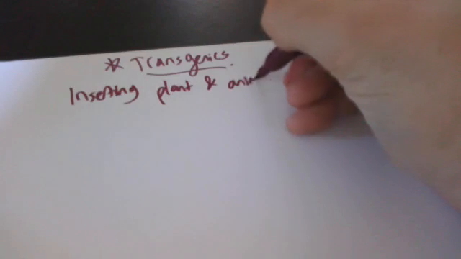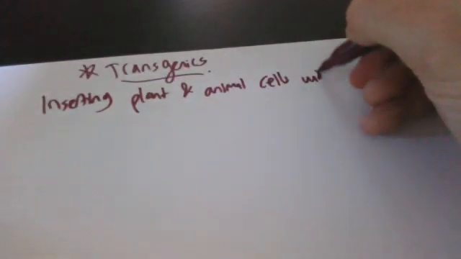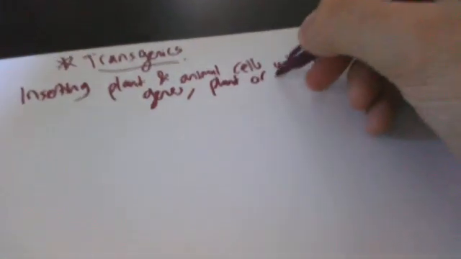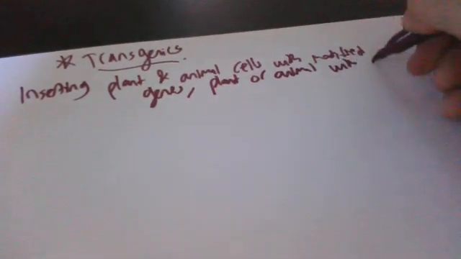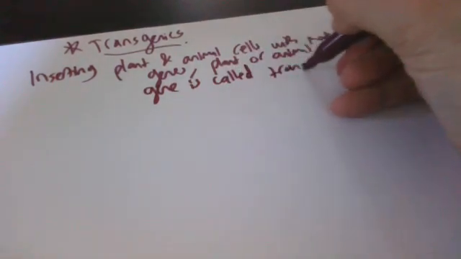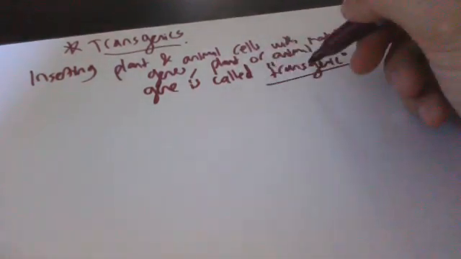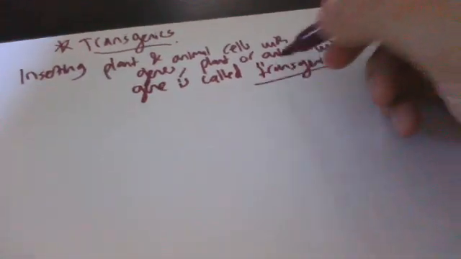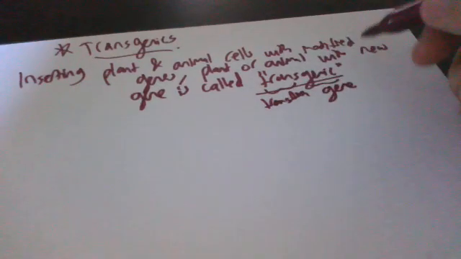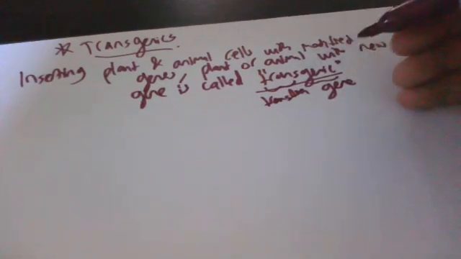Okay, so let me write that down. Inserting plant and animal cells with modified genes, okay? The plant or the animal with this new gene is called transgenic. Think of the word transition, transgenic, transition, and genic, gene, okay, a gene transition. There's a transgenic species.